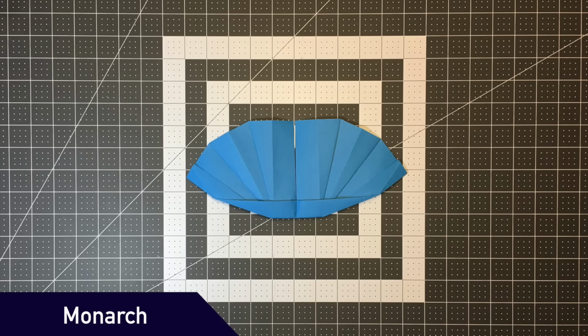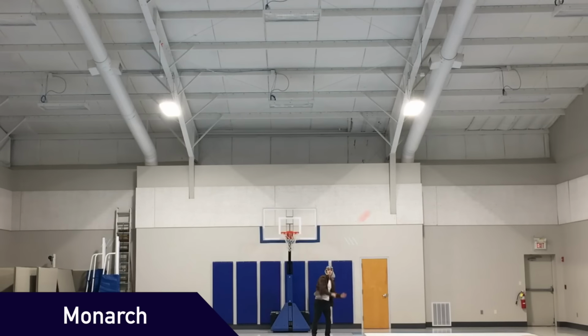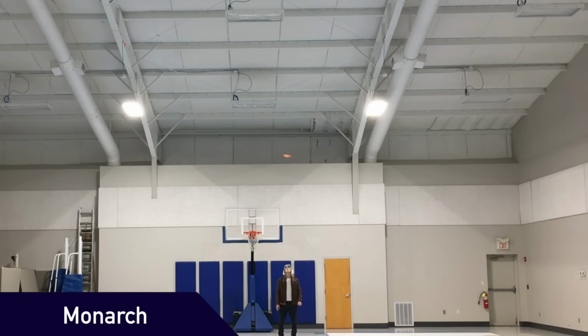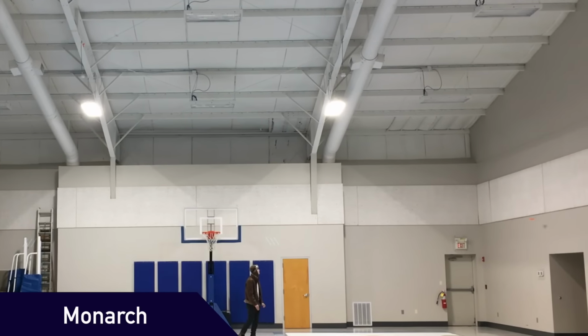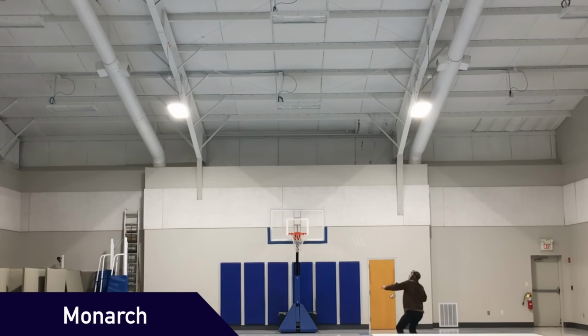And Monarch is our third example. With wings that are wider than they are long, this is an archetypical glider. Here it is in flight. You can see that rather than throwing it forward, I throw it up into the air and try to maximize its airtime.